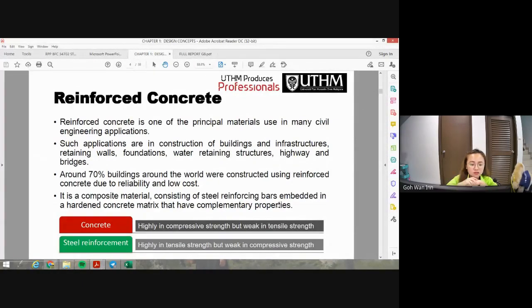As you learned before in the other subject, engineering materials, concrete is high in compression but weak in tensile strength. That is why we need steel reinforcement, which is high in tensile strength but weak in compression, to cover the tensile weakness. Okay, so this becomes reinforced concrete, or RC.